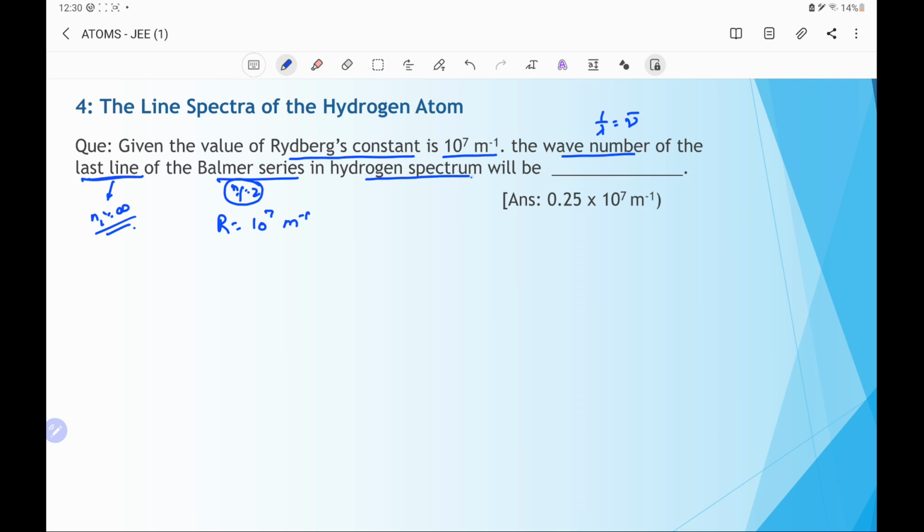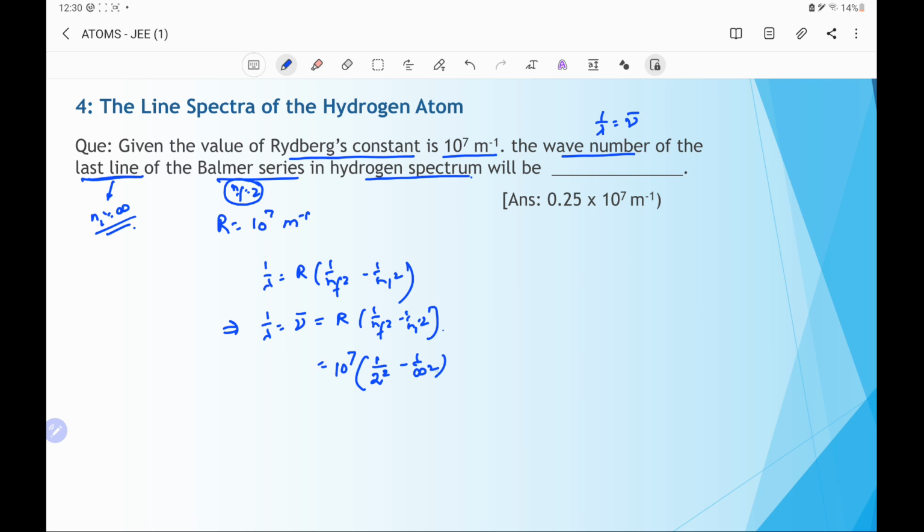In hydrogen atom, using the formula 1 by lambda equal to R into 1 by nf square minus 1 by ni square, this implies that 1 by lambda, that is equal to the wave number, is equal to R into 1 by nf square minus 1 by ni square. Substituting the value R is 10 to the power 7, into 1 by final energy state 2 square minus 1 by infinity square. 1 by infinity is 0, so it gives 1 by 4 into 10 to the power 7, or we can write nu bar equal to 0.25 into 10 raised to the power 7 per meter. This is the answer.